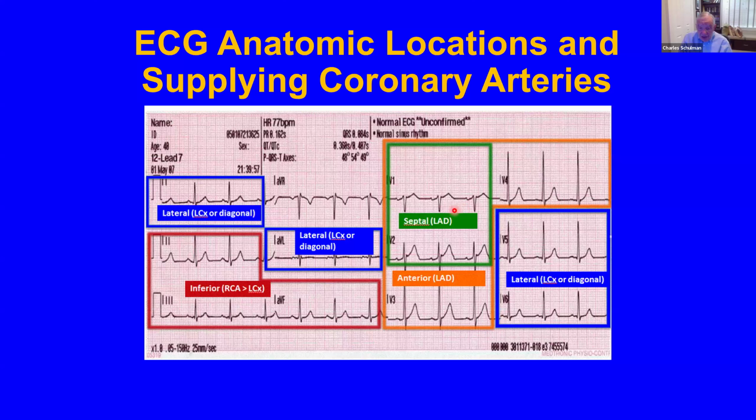The left anterior descending coronary artery will cause changes in V1, 2, 3, and 4. Okay. The changes in 1 and AVL and V5 and V6 are called lateral. They may be the circumflex or a diagonal branch of the left anterior descending. So you can have left anterior descending disease and have ST elevations in 1 and AVL. But if you have only lead 1 and AVL, excuse me, if you have only these changes laterally, then that's probably not the LAD. It's probably the circumflex.